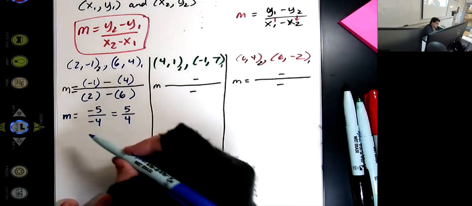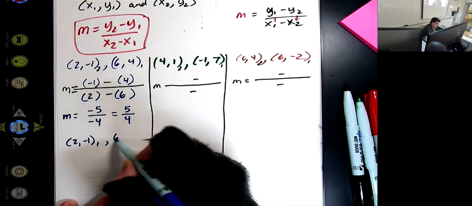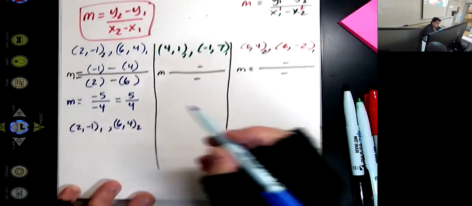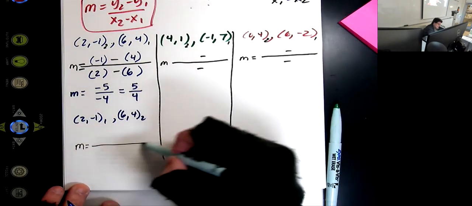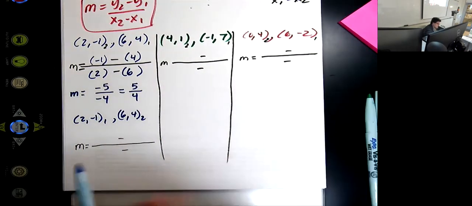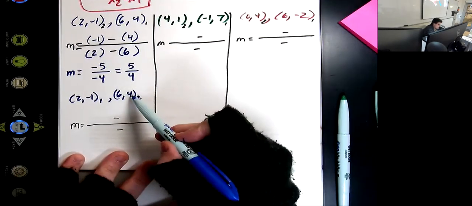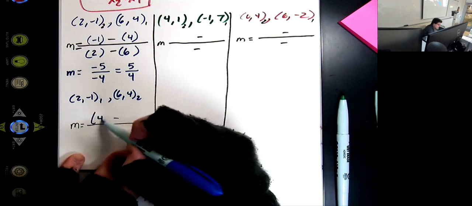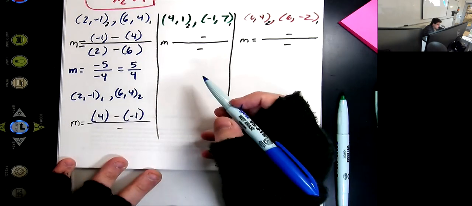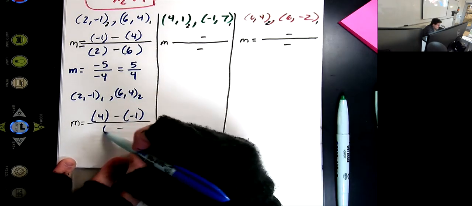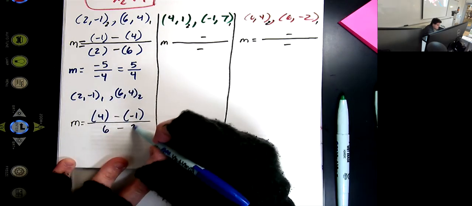If I switch the order, if I say that the 2, -1 is point 1, and the 6, 4 is point 2, I'm only going to do this once because I want to show you that they're the same. It doesn't matter which one you label point 2. If I do this as point 2, I go 4 is my y2, minus -1, which is my y1, over my x2 is 6, minus my x1 is 2.